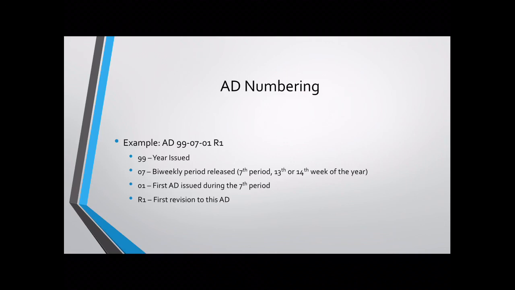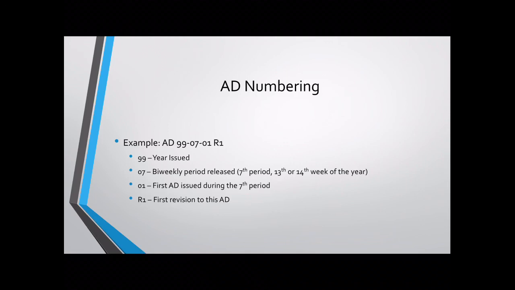The last number, 01, is the numerical order that this AD was issued. So 0701 tells us it was the first airworthiness directive that was issued on the 13th or 14th week of 1999. A little complex, but it is a system. And then R1 at the end is actually a very important one for us to note. That is the first revision to this AD. As an AD comes out initially, it may not have a revision. As the AD is changed, which they do sometimes, the revision number will change.